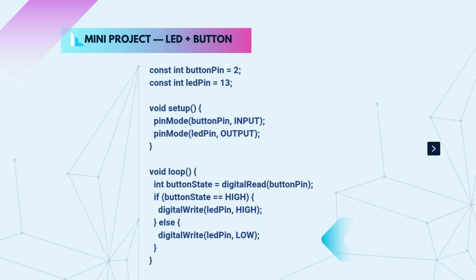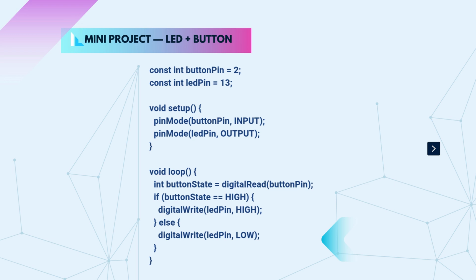In the first line inside loop, we declare a variable called buttonState. We use digitalRead to check if the button is pressed or not. If the button is pressed, it returns HIGH, otherwise, it returns LOW. Now we use an if statement. If the buttonState is HIGH, which means the button is being pressed, we turn the LED on by writing HIGH to the LED pin. If the button is not pressed, the else block turns the LED off by writing LOW.